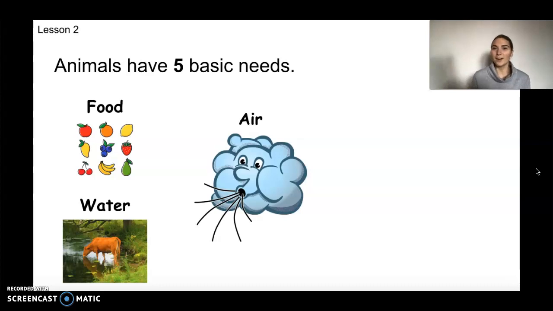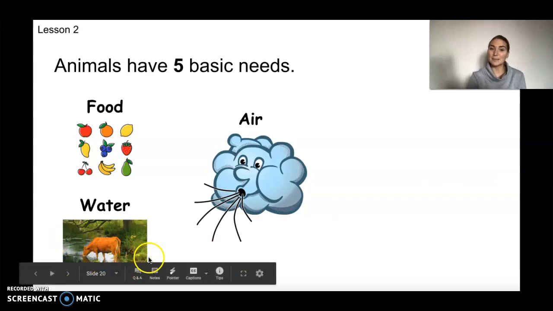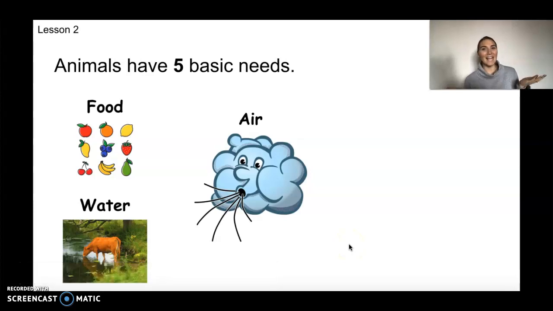How do they get water? Lots of animals drink water from lakes or streams, like you can see in this picture here. How do animals get air? Lots of animals get air by taking a deep breath, just like we would.